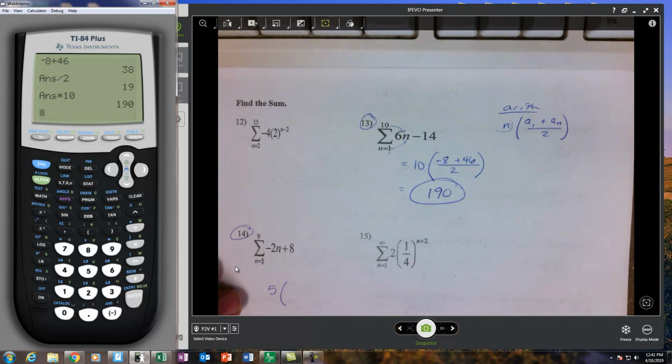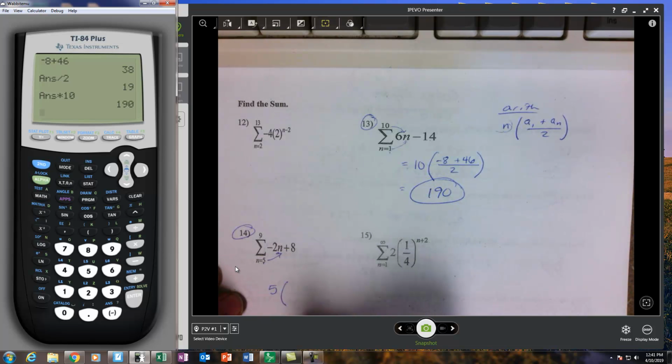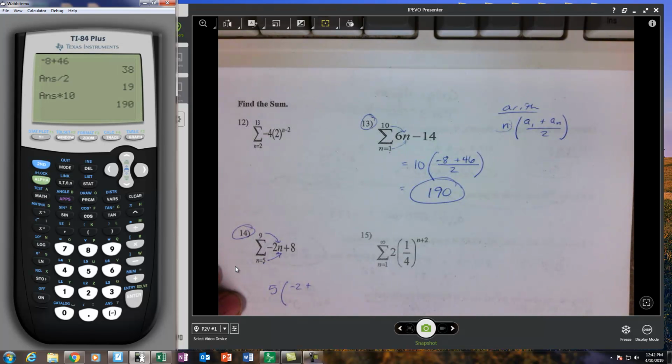I'm going to times that by the first term, which comes from taking 5 and plugging it in. 5 times negative 2 is negative 10, plus 8 would be negative 2, plus getting the last term comes from plugging the last number in, which would be negative 2 times 9 is negative 18, plus 8 is negative 10, all over 2. And so if we take our negative 2 plus a negative 10, that's negative 12, divided by 2 is negative 6, times 5 is negative 30.